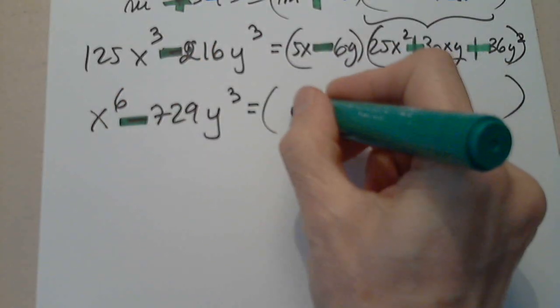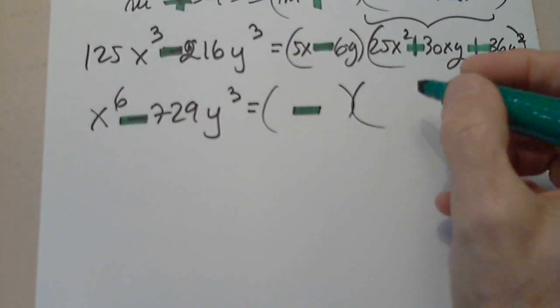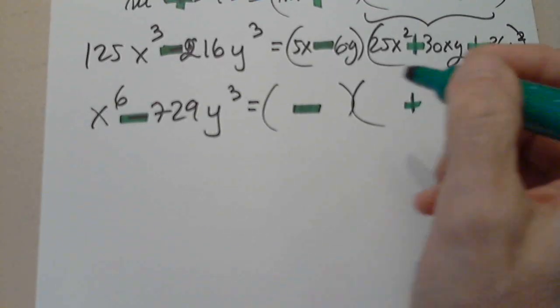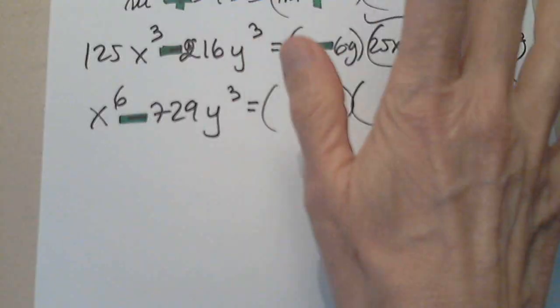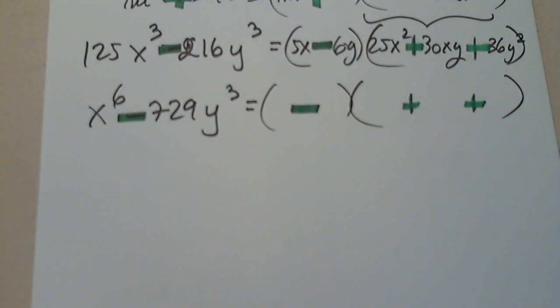The minus directs a minus, and the plus and the plus. Again, minus minus plus, plus plus minus. The last one is always positive. So which term do we cube to get x to the 6th? X squared. Yes.